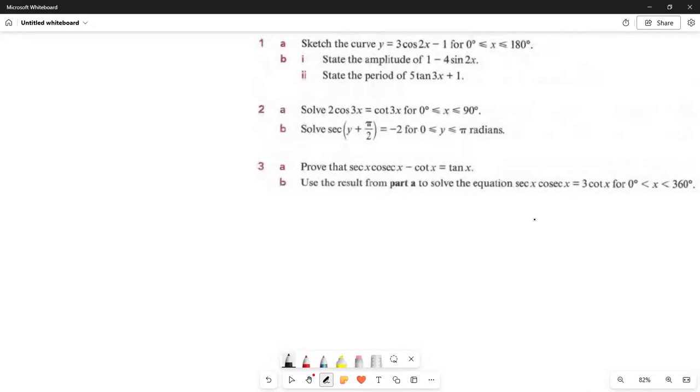Today we will start chapter 9. Okay, so let me do this first question. Sketch the curve y equals 3 cos 2x minus 1 for this range. So I hope it's easy.